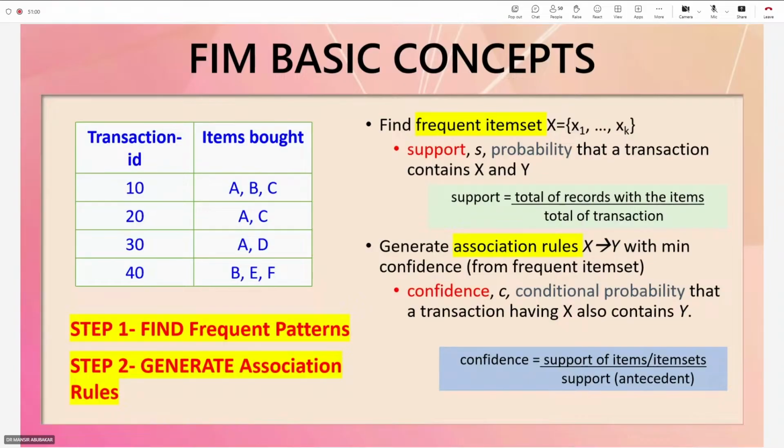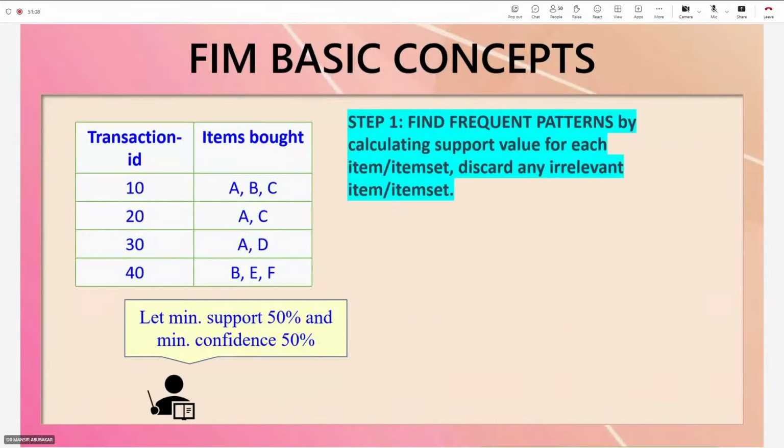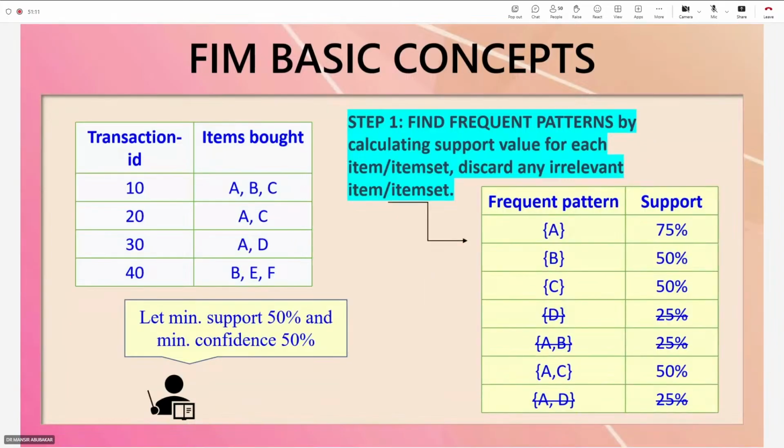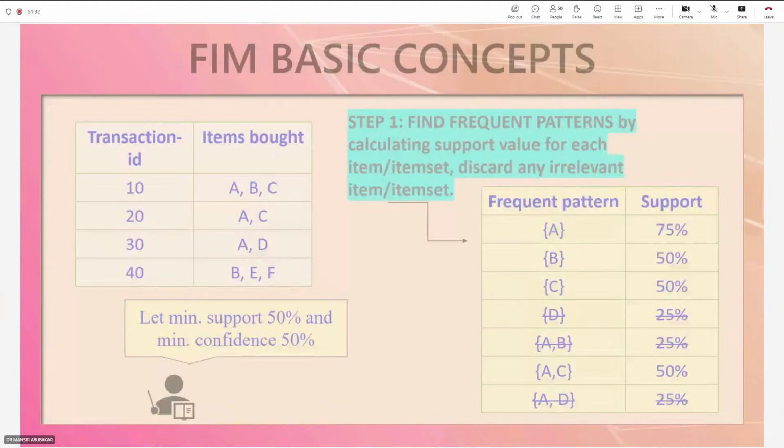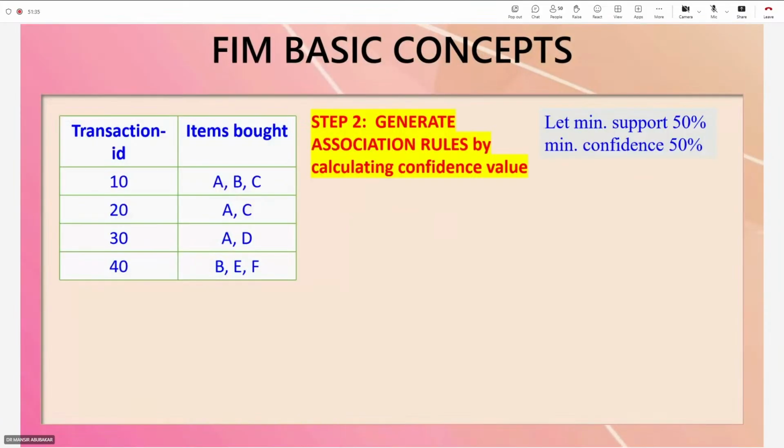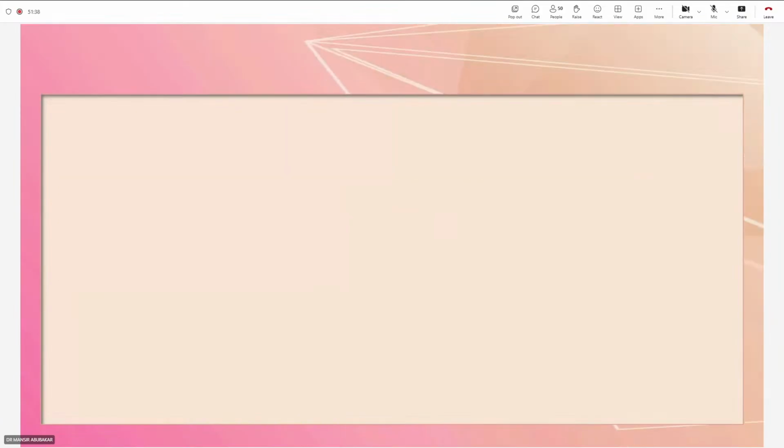We have already explained the process, and we already explained the formula. So let's see how this can help us. For example, the first step is to find the frequent patterns by calculating the support value for each item or item set. And then we discard any irrelevant item or item set. Irrelevant here refers to anyone that does not satisfy the threshold. So when we say the threshold is 2, for example, then we have to look at the minimum confidence given here.